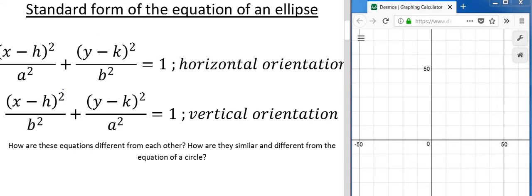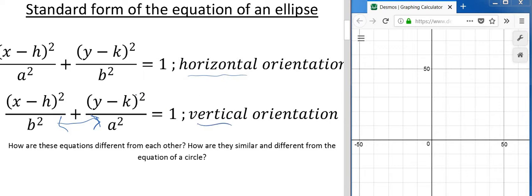Standard form of the equation. So these look a little complicated. Don't stress out about them, just write them down. So x minus h squared over a squared plus y minus k squared over b squared equals 1. That's if it's horizontal, so it's stretched out in the x direction. And then this other one's very similar. Notice the only difference, a and b switch places. Okay, that gives a vertical orientation.